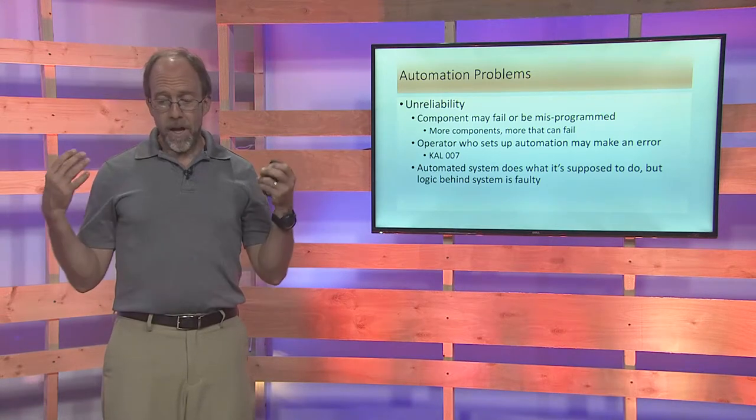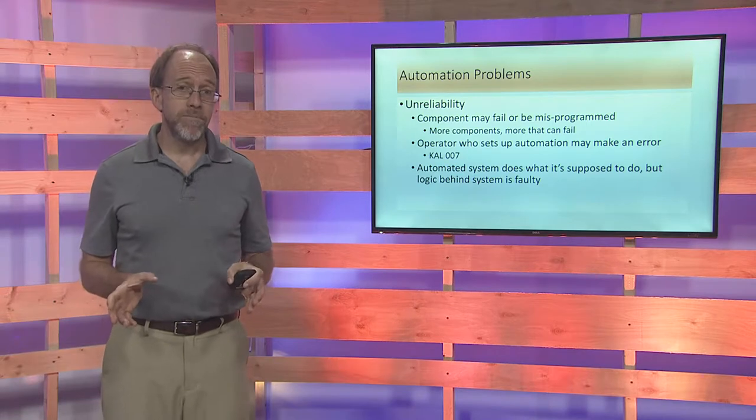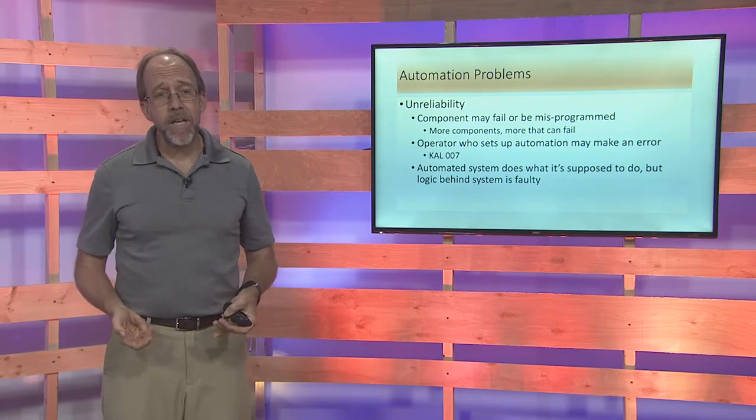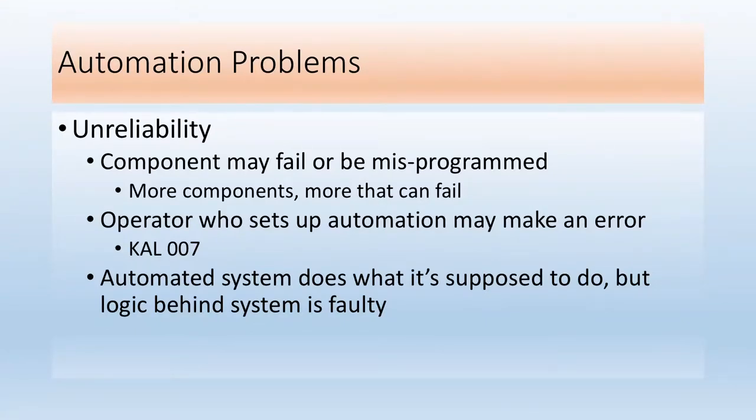So, automation problems. This is a big deal. What can happen in automated systems? Because not only do you have to design for the automation and building the automated system and designing an interface, you also have to design for what can go wrong. And what can go wrong can be more than just mechanical failures or interface failures.